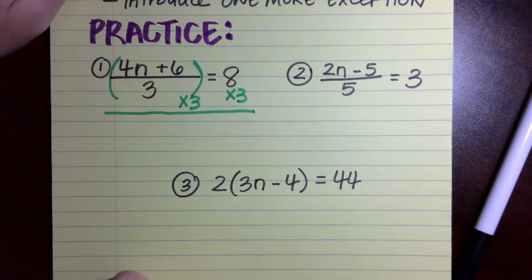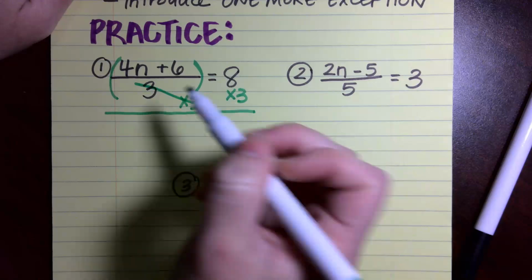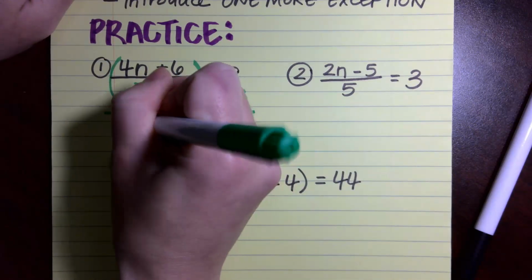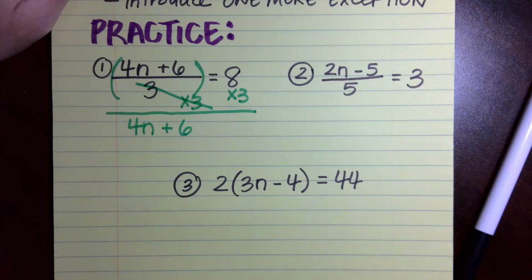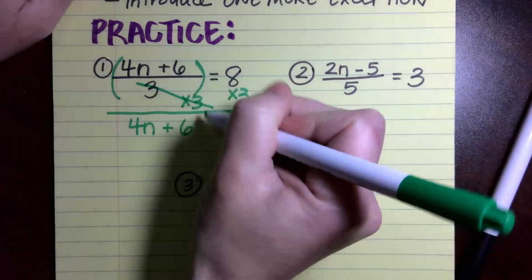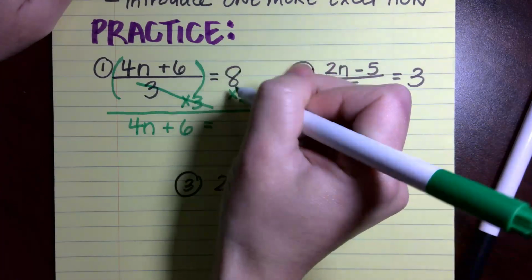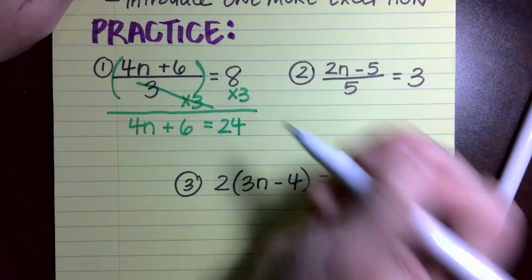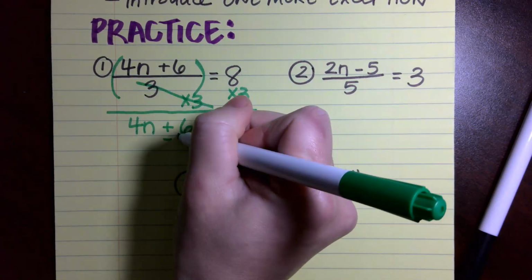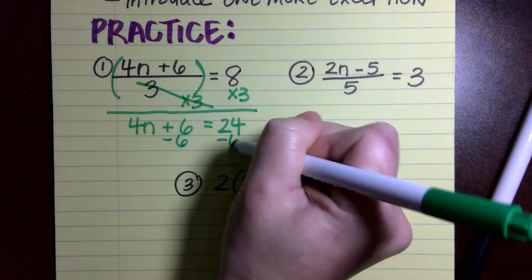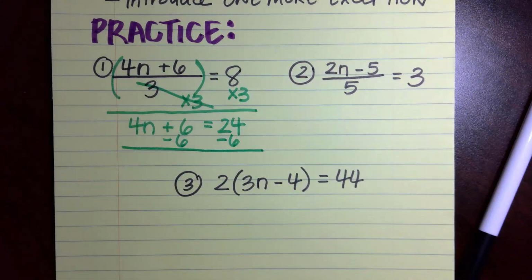Bring down the 4n and the plus 6. Yes, those 3's cancel each other out, so I can bring 4n plus 6 down. And then the 3 times 8 is 24. Equals 24, good. Okay, where do we go from here? Minus 6. Equal sign, minus 6 on the side. Yeah. Good.